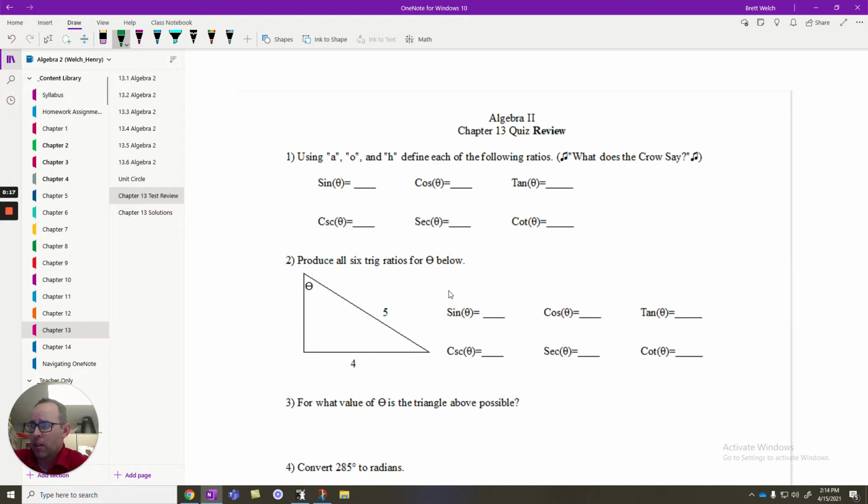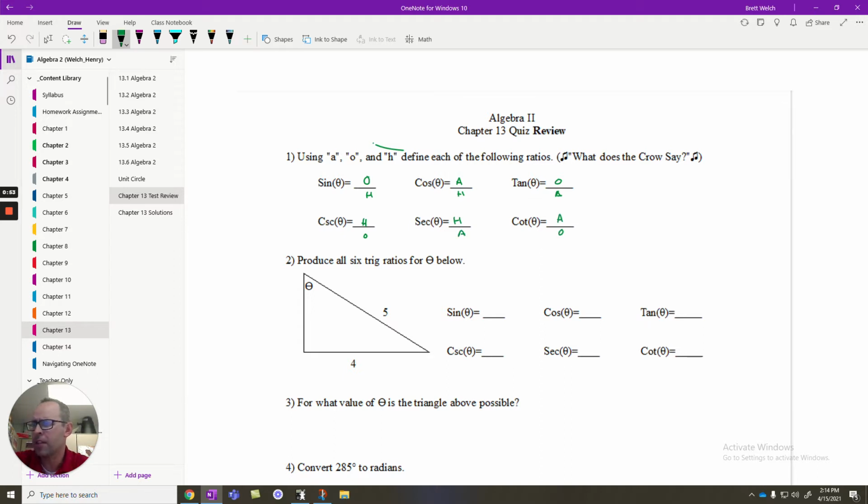The very first thing you're going to be asked is to find the sine, cosine, tangent, cosecant, secant, and cotangent ratios using O, A, and H. This is that SOHCAHTOA, so what's your sine, what does a crow say, ka, ka, ka, and then the tangent, don't stub your toa. All you're doing here is putting O over H, A over H, O over A, and then reciprocating each of these to H over O, H over A, and A over O.